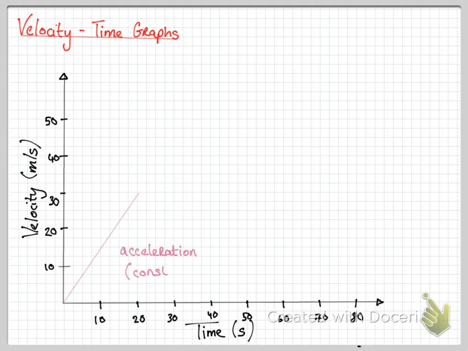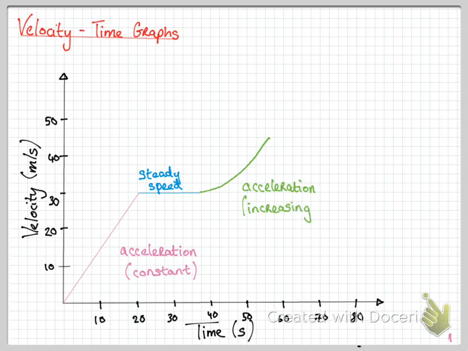With a velocity time graph, a straight line represents acceleration, a constant acceleration, and a flat line represents a steady speed. An upward curve means the acceleration is increasing.